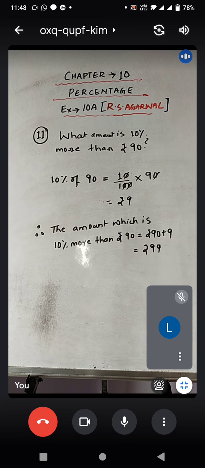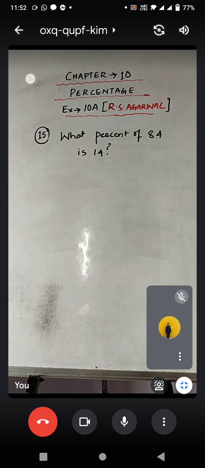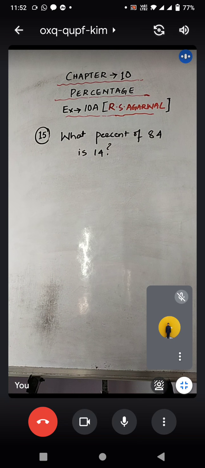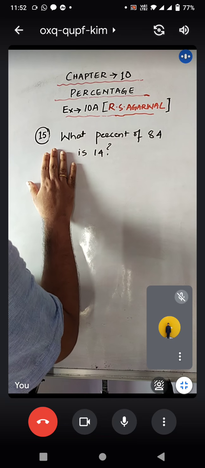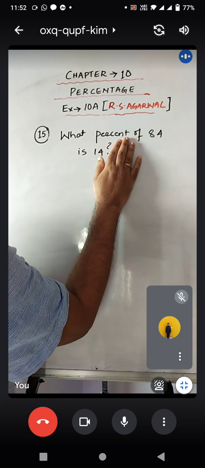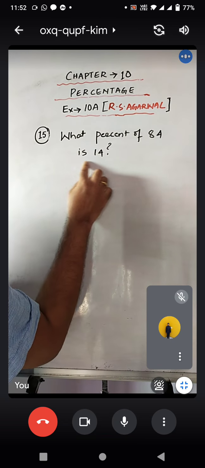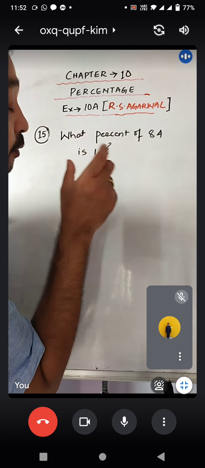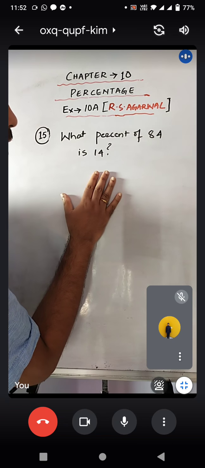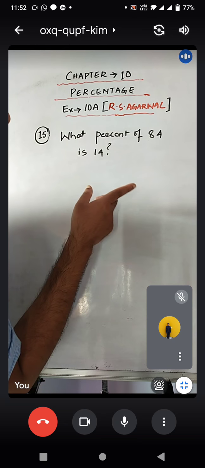Now let's move on to sum number 15. Now we'll do question number 15. So what we have in question number 15: What percent of 84 is 14? Now you have to be very, very careful with the statements. Fine. So what percent? This time you have to find the percent.